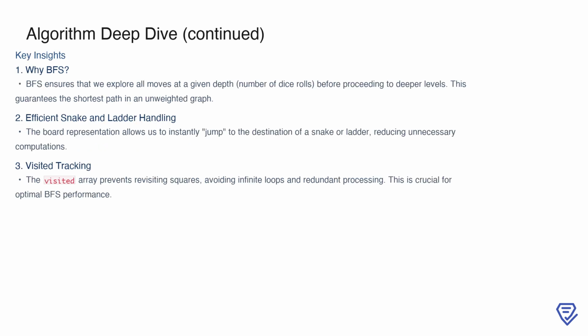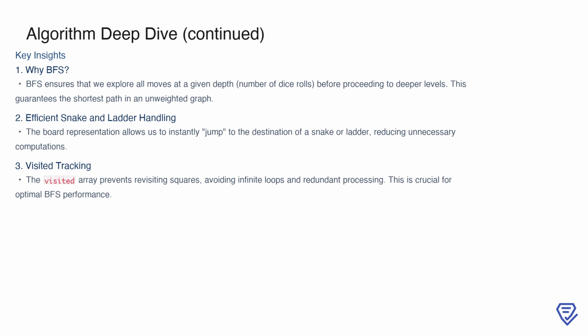The use of breadth-first search here is key because it guarantees that we find the shortest path. BFS explores all moves at a given depth, or number of dice rolls, before moving deeper. This ensures the smallest number of moves is identified. The board's representation in a one-dimensional array allows us to handle snakes and ladders efficiently. With this setup, we can instantly jump to the destination square in constant time, avoiding unnecessary computations.